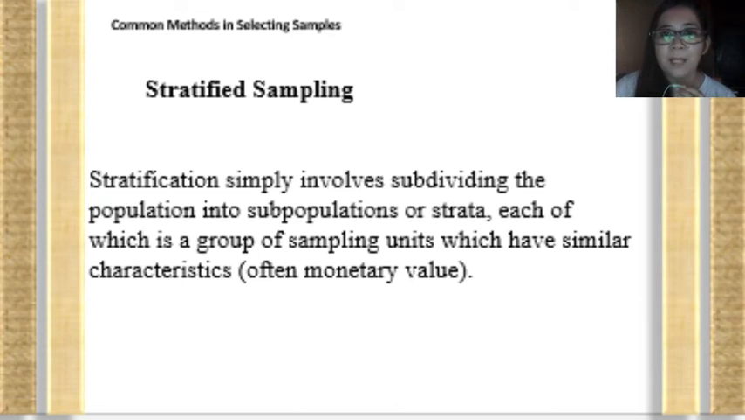What do we mean by stratified sampling? Stratification simply involves dividing the population into subpopulations or strata, each of which is a group of sample units that have similar characteristics, often, for example, monetary value. For example, a population of the asset group will be subdivided further into current and non-current. Current items will be subdivided further into their amounts, for example, above 1 million, below 1 million, and so on. So that's how to stratify.